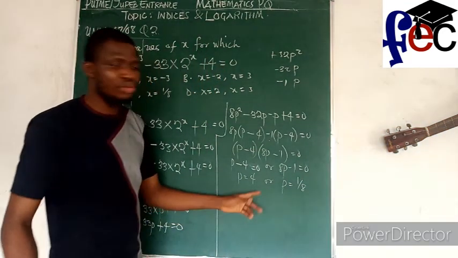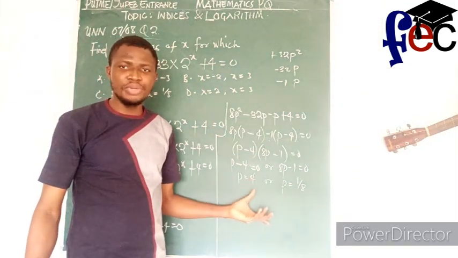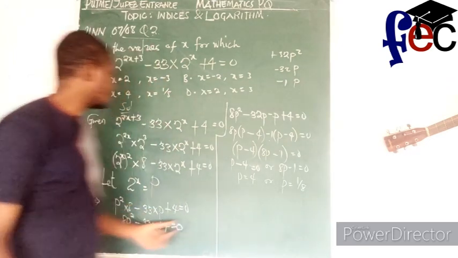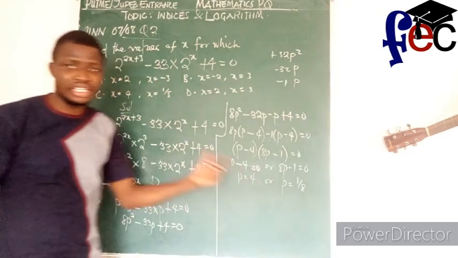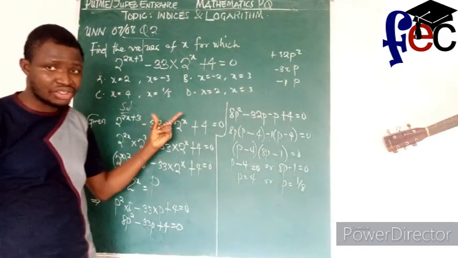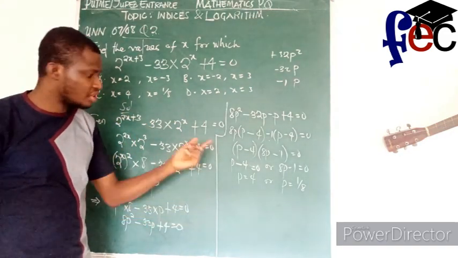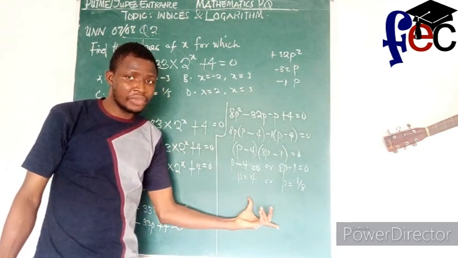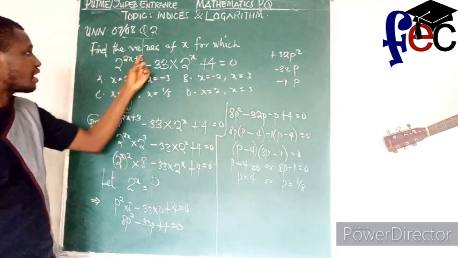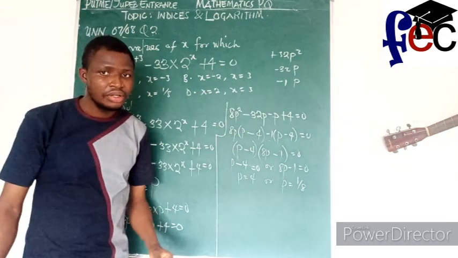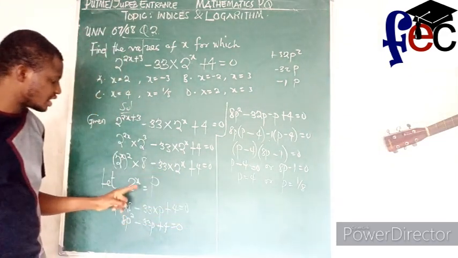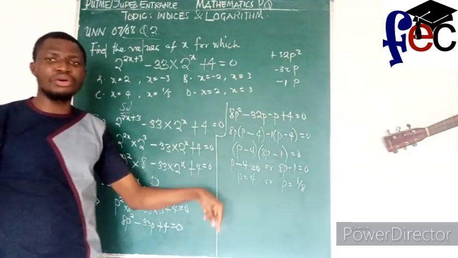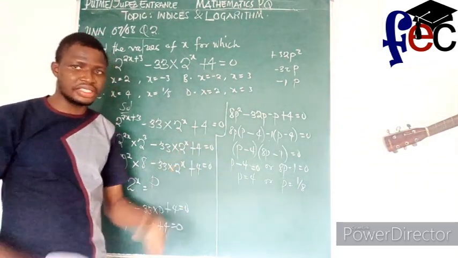Now, if you look at this, you might jubilate as if you have gotten the answer. No. If you go for this, you will see option C is smiling at you, and you will be wrong, because they didn't ask us to look for p. We were the one that introduced p. We were to find the values of x, not p. But don't forget that we represented 2 raised to power x to be p. So you have to recall that statement.